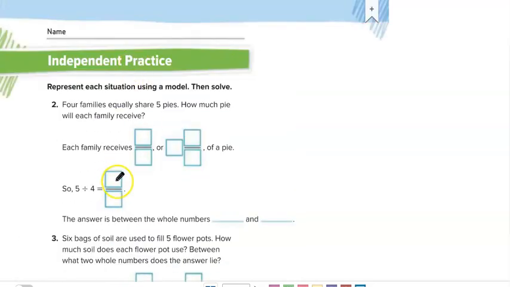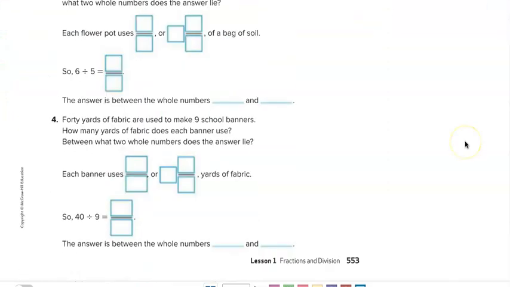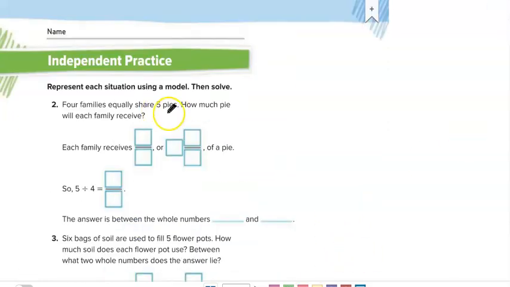All right, now you should have completed page, what are we on? 553. So you're just checking your answers. 4 families equally share 5 pies. How much pie will each family receive? Each family receives, 4 families share 5 pies.